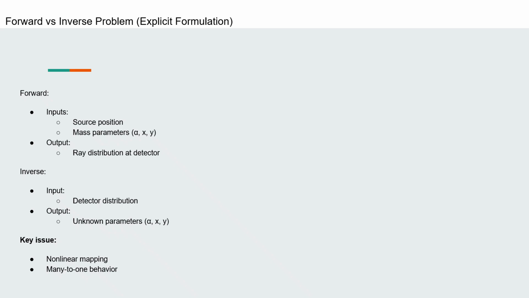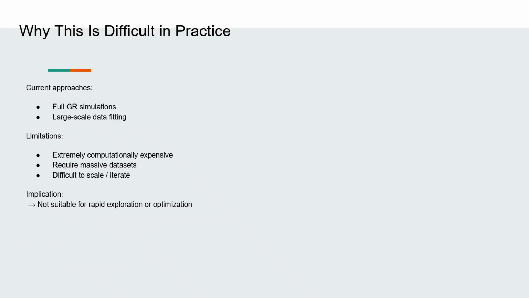We could formalize this as a mapping problem. In the forward model, we take known parameters and simulate the detector output. But in reality, we're solving the inverse problem, recovering those parameters from the output. And this inversion is highly sensitive and nonlinear, which makes it difficult to solve.